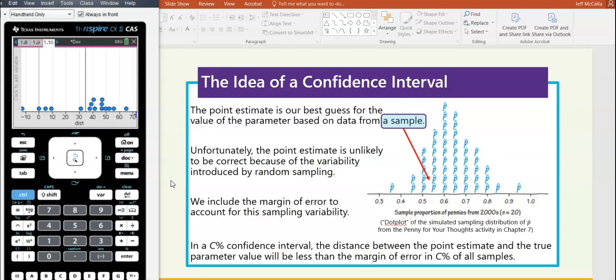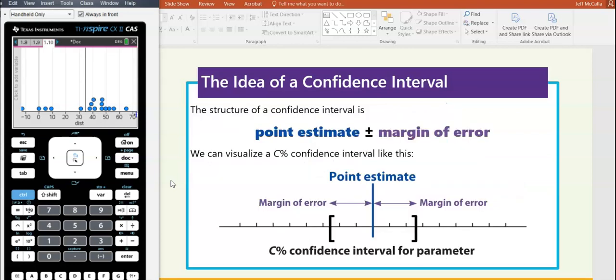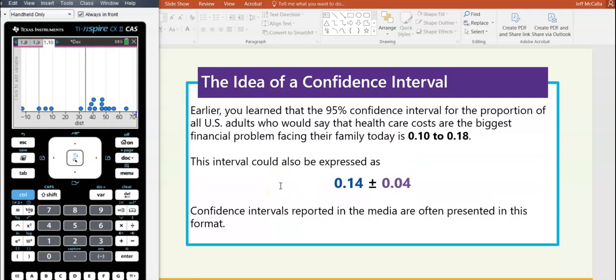Okay, so the point estimate is our best guess, but it's unlikely to be correct. We don't think it's going to be correct, but we think that the true mean will be within our confidence interval. In the middle of the confidence interval is the point estimate, so it's our best single number estimate. It is a one number estimate, but on either side we have a margin of error. Oftentimes it might be a plus or minus a certain percentage, like plus or minus 3% or something like that. So that's how it looks.